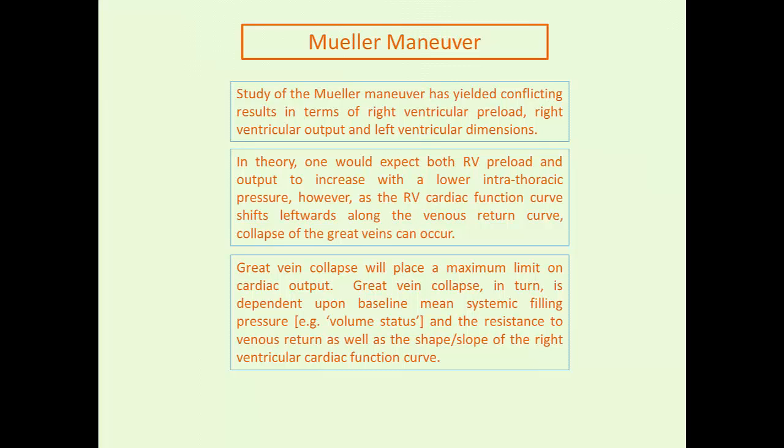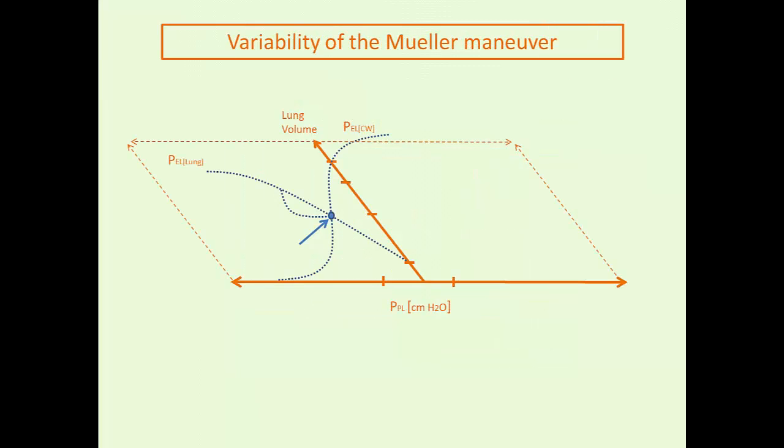Whether or not you start to get great vein collapse is really dependent upon the baseline mean systemic filling pressure of the patient. In other words, volume status, as we talked about in Chapter 2, what your mean systemic filling pressure is, as well as the resistance to venous return and the shape and slope of the right ventricular cardiac function curve. So I want to take you through a similar thought experiment of multiple mini Muellers, as I'll call them, because again, we're just decreasing your intrathoracic pressure small amounts, which you would get during a normal inspiratory effort. And a Mueller maneuver is really a big drop in intrathoracic pressure to a profound degree.